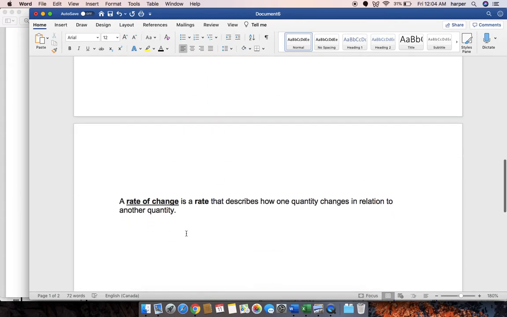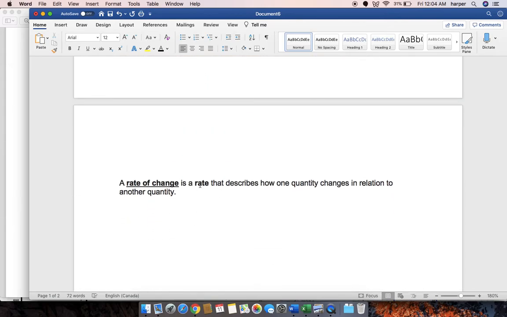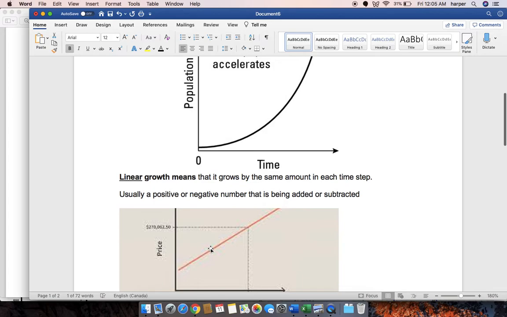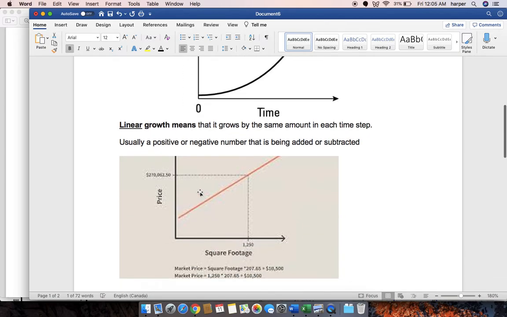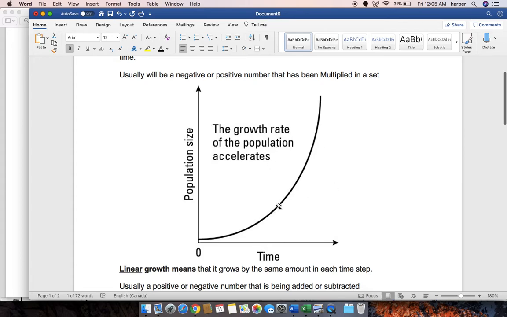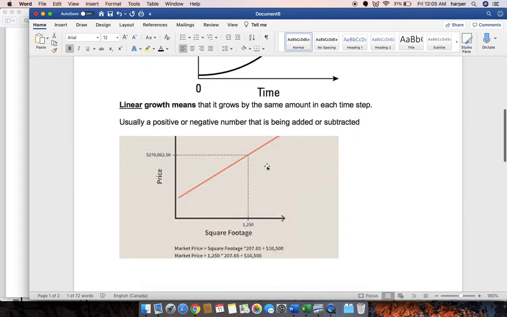And lastly, rate of change. A rate of change is a rate that describes how one quantity changes in relation to another. All that means is, let's say we look at this point compared to this point. How did that change? What was the difference? How did I get from this point to this point? That's going to give me a rate of change. Here it's going to be quite different, which is why we're going to go through some examples. If I get to this next point, is it the same? Things like that. And if you're dealing with linear growth, it should be the same.